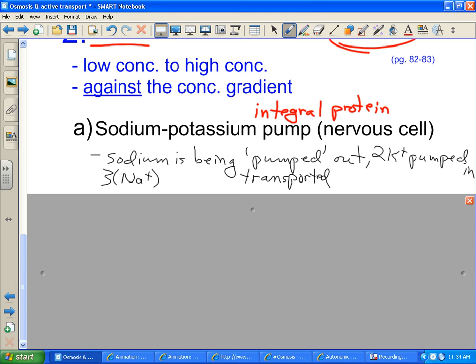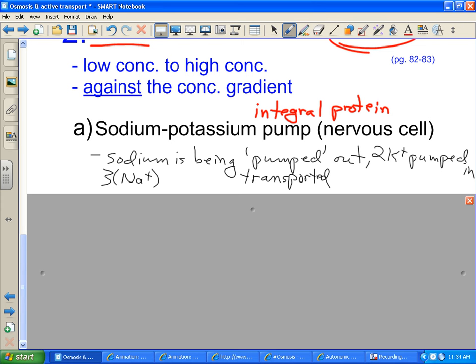2 potassiums pumped in. Okay. So we're kicking sodiums out, out, out, out, out, and then we're letting the potassiums come back in. Over time, you're going to end up with a cell where, if we keep pushing the sodiums out, you're going to have lots and lots of sodiums outside the cell.